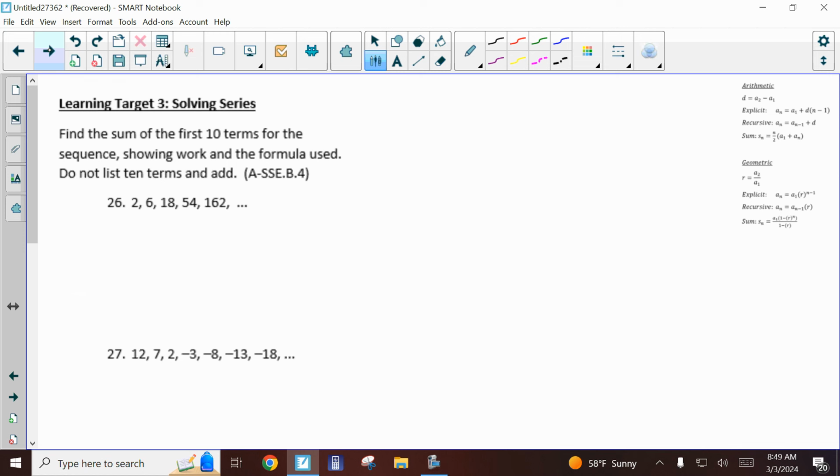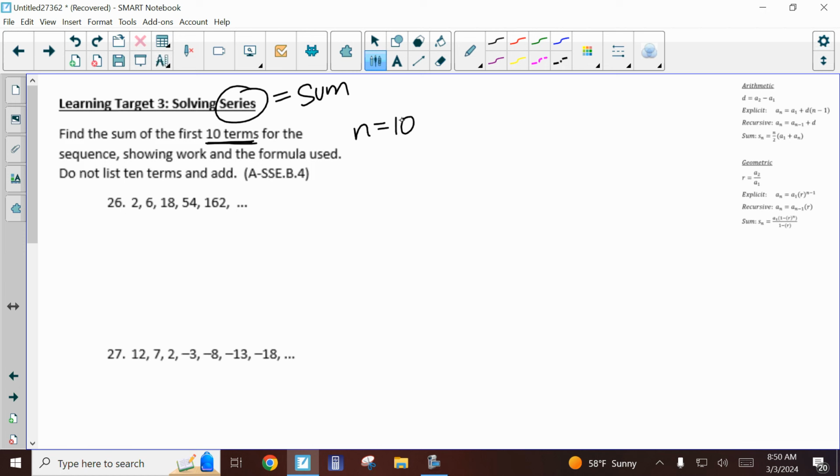Okay, now this one is solving the series. Remember that the series is equal to the sum. And anytime we do sum formulas, they have to have the formula that starts with an S. So it says find the sum of the first 10 terms. Now this part right here is important because they're telling us that n is equal to 10. Showing the work and the formula used, do not list all the terms and then add.